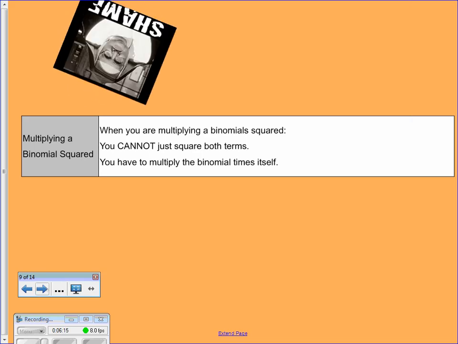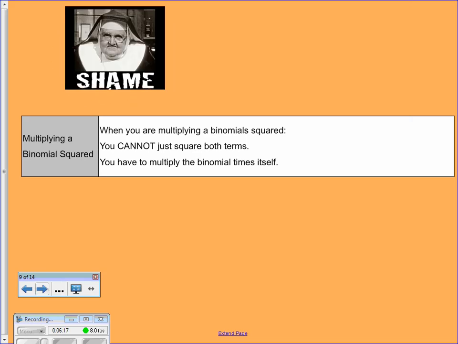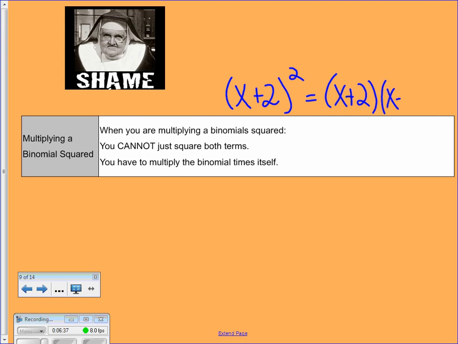All right, so the dancing nun is going to tell you something. I see students do this all the time, so please don't make this mistake. When you are multiplying a binomial squared, it looks like this. That's a binomial squared. Okay, what that actually means is this. I'm taking x plus 2 and I'm multiplying it twice.